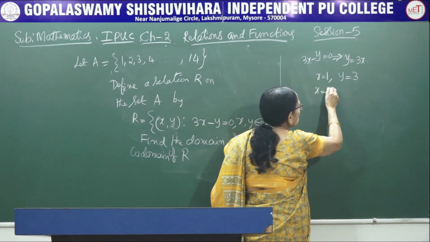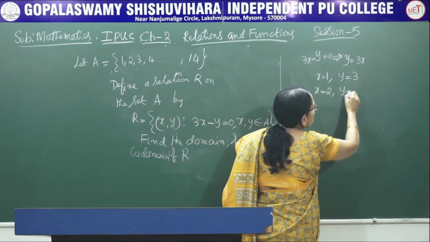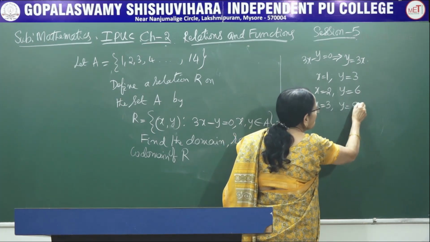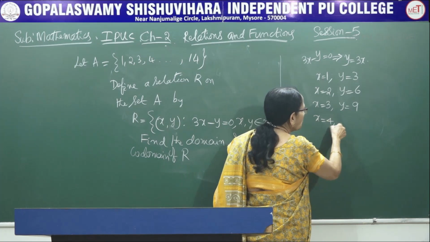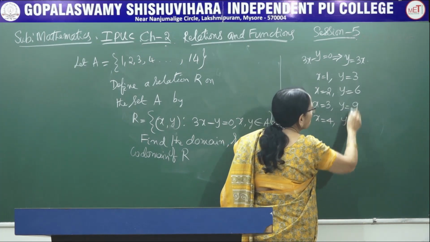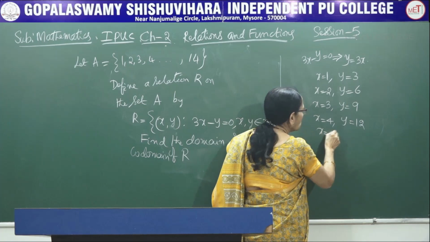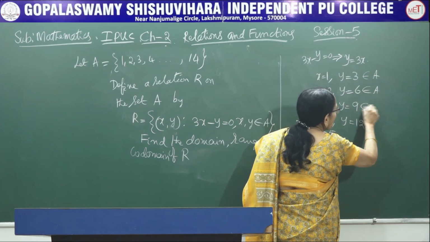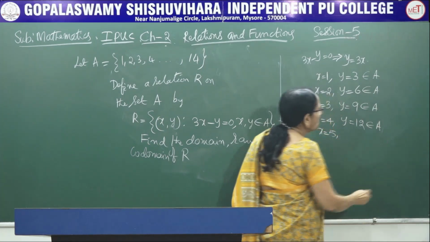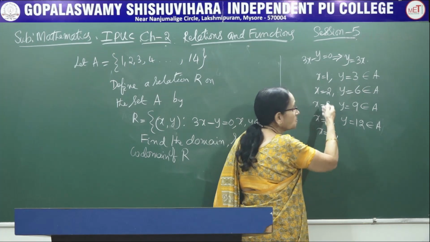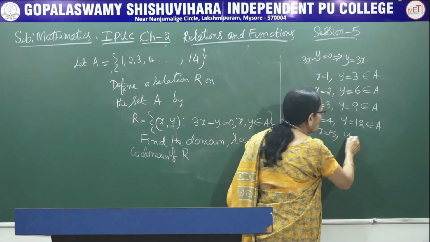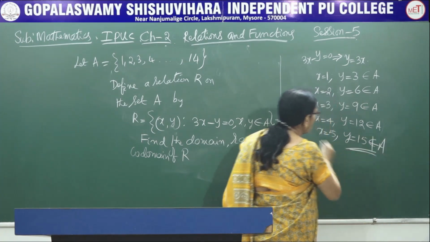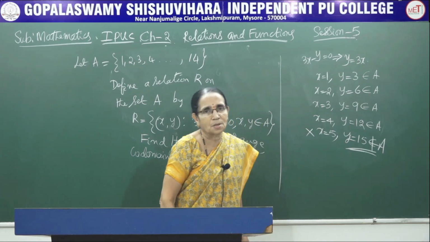Now x is equal to 2, y would be 3 into 2, that is 6. X is equal to 3, y would be 3 into 3, 9. X is equal to 4, y would be 3 4s are 12. And x is equal to 5. Look here, 3 belongs to A, 6 belongs to A, 9 belongs to A, and 12 belongs to A. Suppose you give the value, x can be given all the values here. Y would be equal to 5 into 3, 15, which does not belong to A. Therefore, this cannot be taken into consideration.